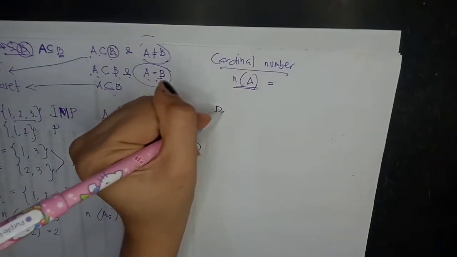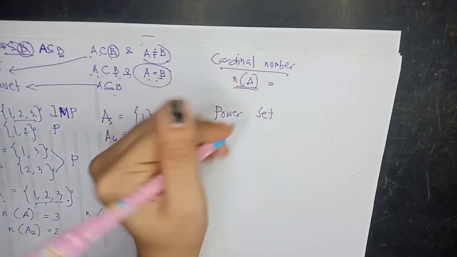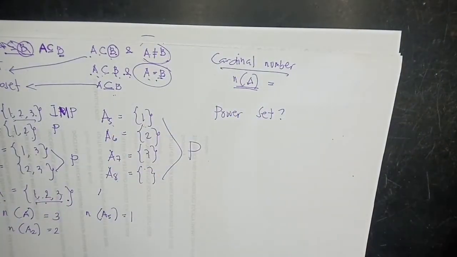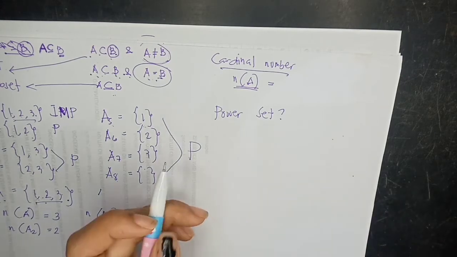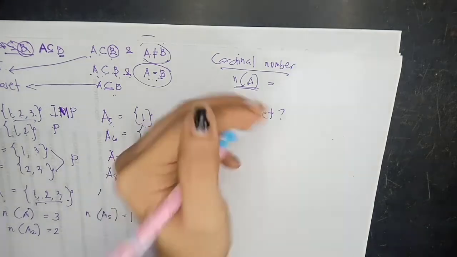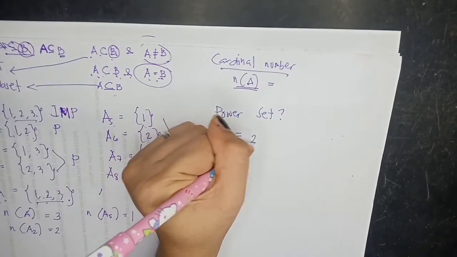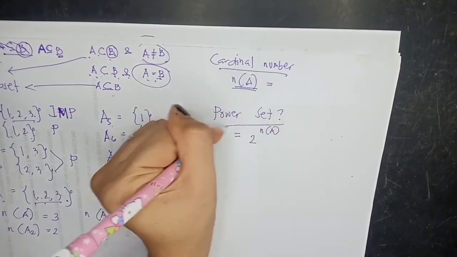Another term in a set is power set. Ano po ba ang power set? A family of all subsets of any set is called power set. While the number of subsets in a given set, ang power set po is 2 to the power of n of A. Ito po yung formula niya.